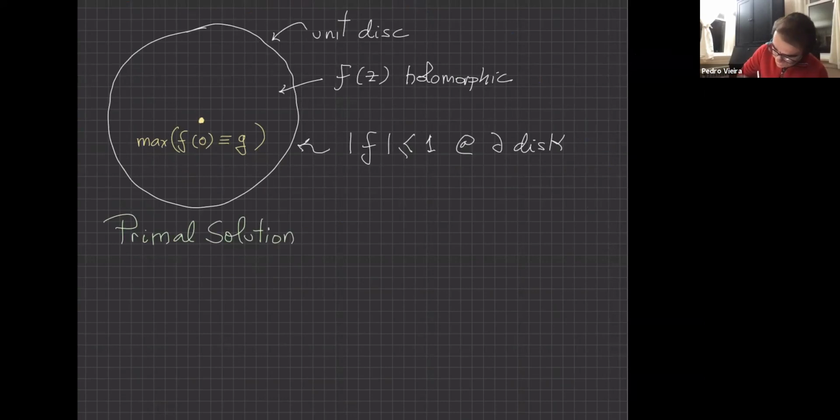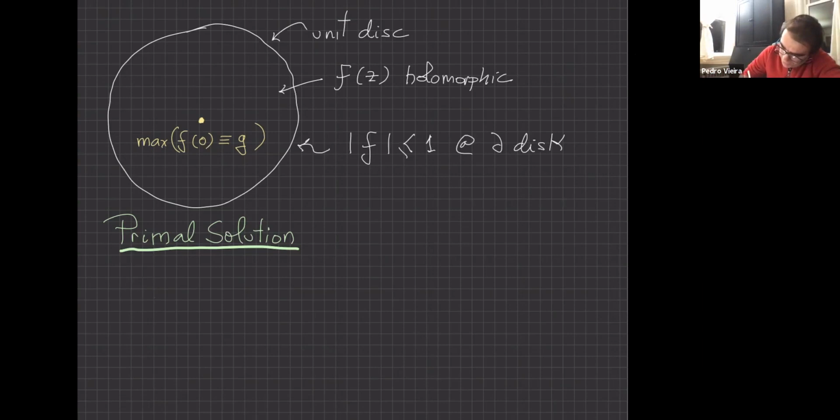Now, the primal solution basically means that you construct examples. You start constructing examples and you try to construct better and better examples of bounded holomorphic functions. And the better your example, the better the value that you get for f of 0. And you try to converge towards the optimal solution that will have the biggest possible f of 0 at the origin. And so you start with some examples.